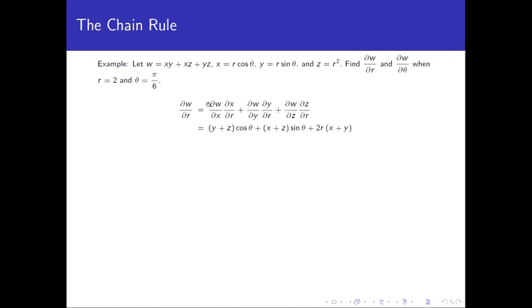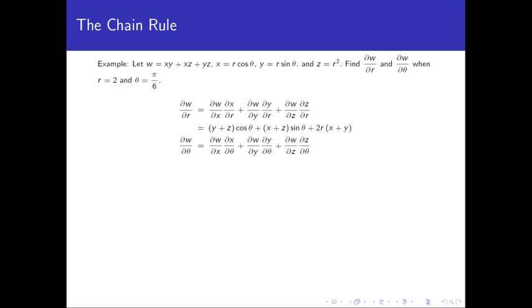Looking at the function, partial with respect to x, you get a y and a z and a 0, so you get y plus z. Partial of x with respect to r is just cosine theta. Partial with respect to y, you get an x and a 0 and a z. Partial of y with respect to r is sine theta. For partial with respect to z, you get an x, a 0, an x, and a y, so you get x plus y. Partial with respect to r for z is 2r.